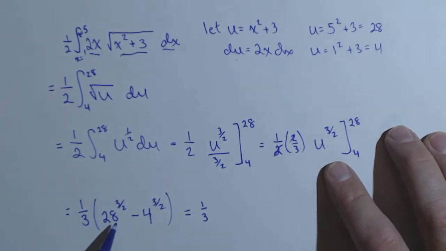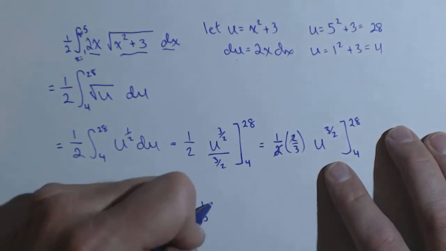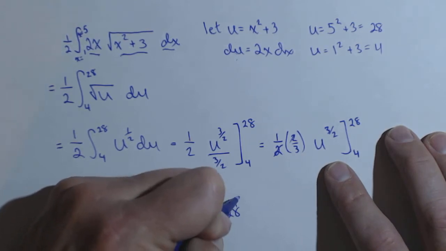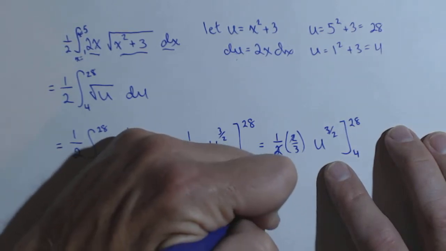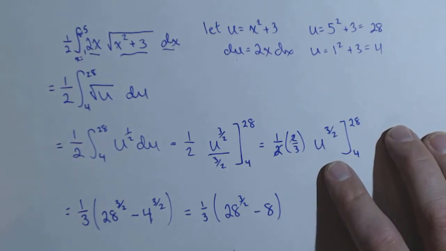For instance, 28 is not a perfect square, so we really can't make that look a whole lot nicer. I'm going to leave it as 28 to the 3/2. 4, on the other hand, is a perfect square, so we can take the square root of 4, which is raising it to the 1/2 power, and that is 2, and then cubing that, so that's 8. Now that's a nice exact answer, and I would just go ahead and leave it that way.